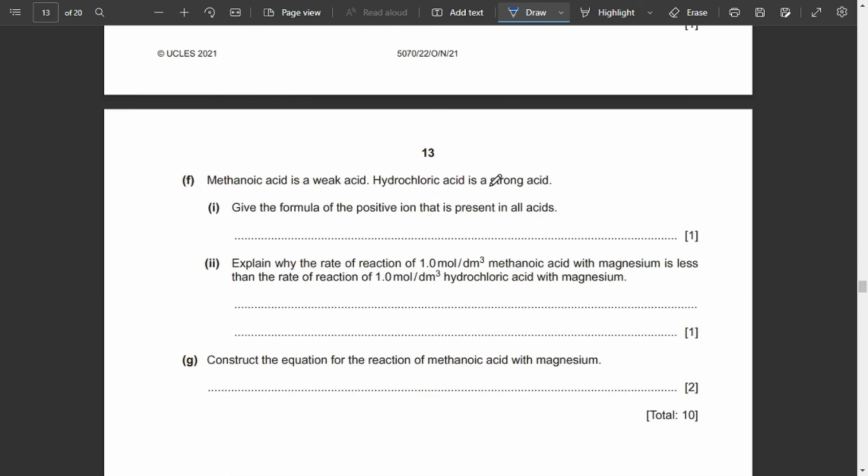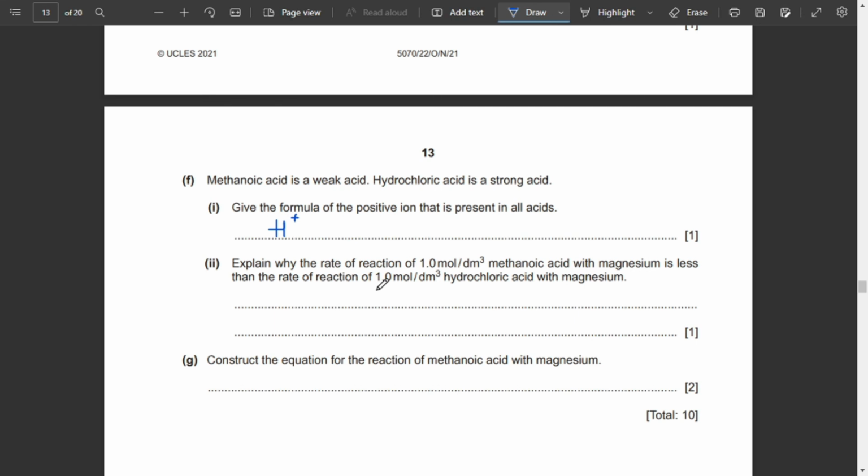Moving on to part F, methanoic acid is a weak acid, hydrochloric acid is a strong acid. Part 1 says give the formula of the positive ion that is present in all acids. The positive ion present in all acids is H+. And moving on to part 2, explain why the rate of reaction of 1 mole per dm cube methanoic acid with magnesium is less than the rate of reaction of 1 mole per dm cube of hydrochloric acid with magnesium. It is because methanoic acid has a lower concentration of H+ ions. This is how it will be solved. It's a pretty simple question. We are mainly talking about what is a stronger acid and a weaker acid.